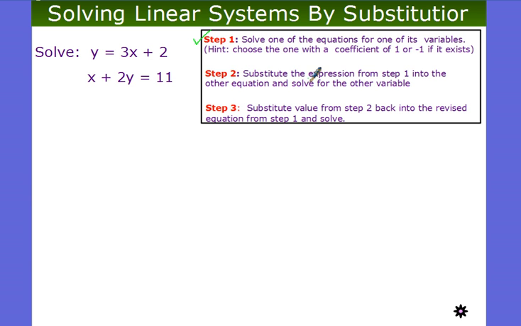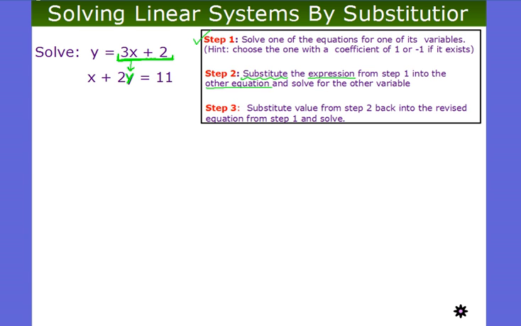Now we look at step two. We're taking the expression from step one. Remember, the expression is the statement after the equal sign here. And we're substituting that expression from step one into the other equation. So I'm taking this expression and I've got to put it in this equation. Well, I can only put it in for y because the expression tells me that it's equal to y. Because it's the same thing as y, I can put it in for y into the second equation.